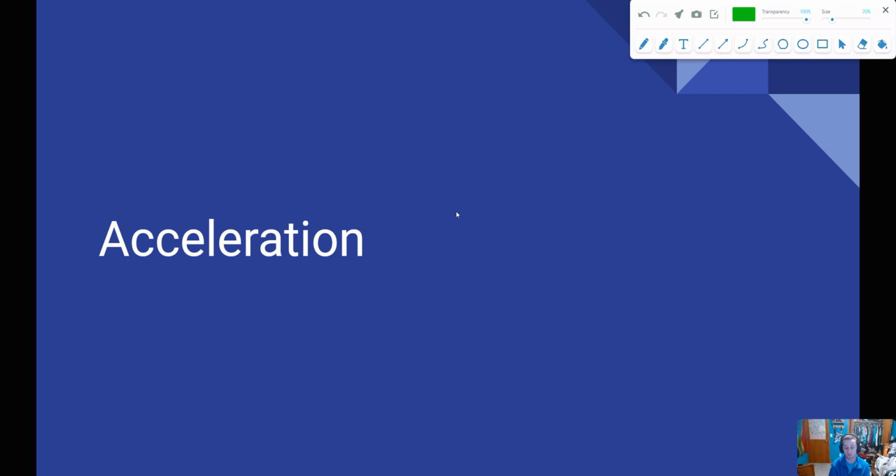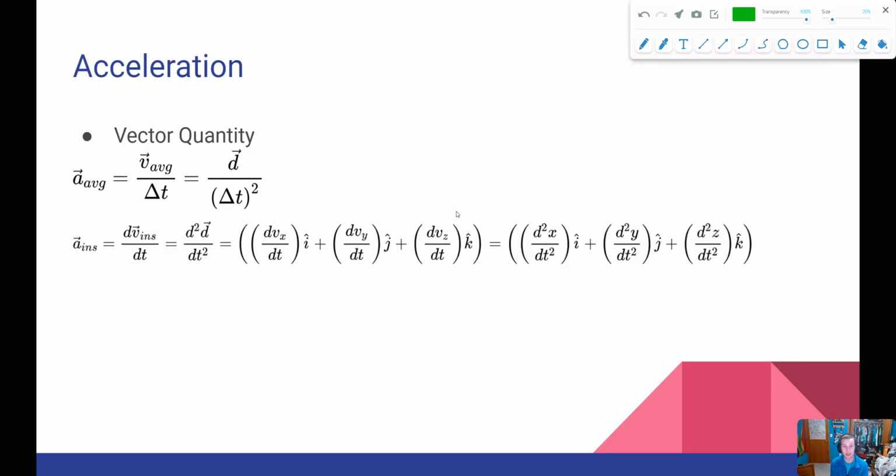So acceleration. Acceleration is also a vector quantity, like displacement and velocity. Your average acceleration is your change in velocity divided by some change in time. It is also the same as your total displacement divided by the change in time squared. And your instantaneous acceleration is the derivative of your instantaneous velocity with respect to time, or the second derivative of your displacement vector with respect to time.